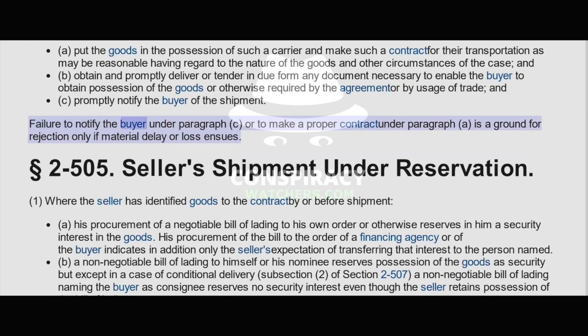Failure to notify the buyer under paragraph (c) or to make a proper contract under paragraph (a) is a ground for rejection only if material delay or loss ensues.